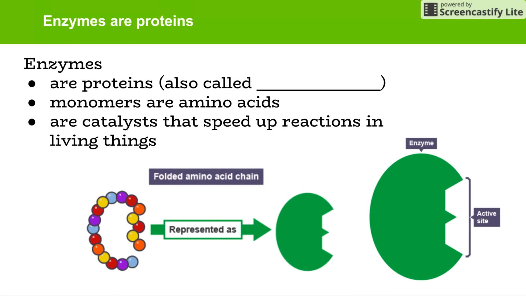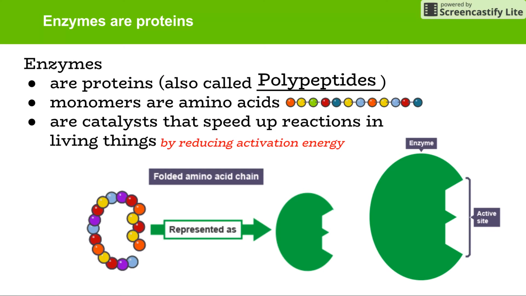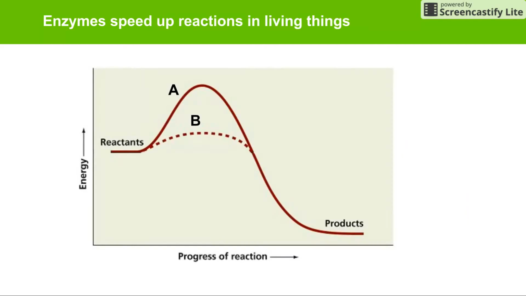So we need to remember that enzymes are proteins, and another name for proteins is polypeptides. Since enzymes are proteins, that means there are these little pieces that make them up called amino acids. And so the amino acids are the monomers that build enzymes. Enzymes are catalysts that speed up reactions in living things, so like you. And they do this by reducing activation energy.